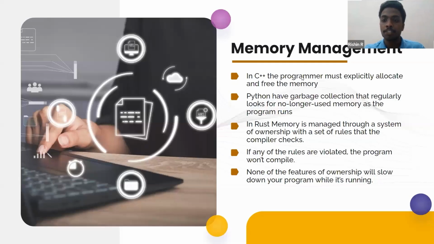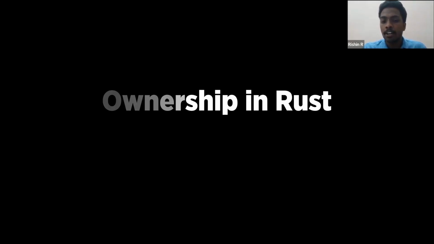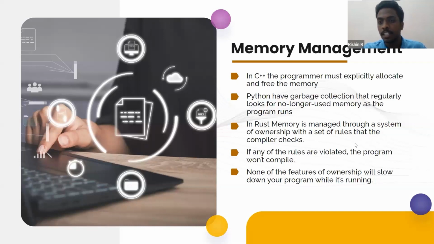In memory management in C++, we must explicitly allocate and free the memory. We use malloc and calloc functions to allocate a required amount of memory, and then we pass it into the required variable. In Python, we have a garbage collector which does this for us, so we are not directly interacting with the memory. Whereas in Rust, it is done via ownership with a set of rules and compiler checks.